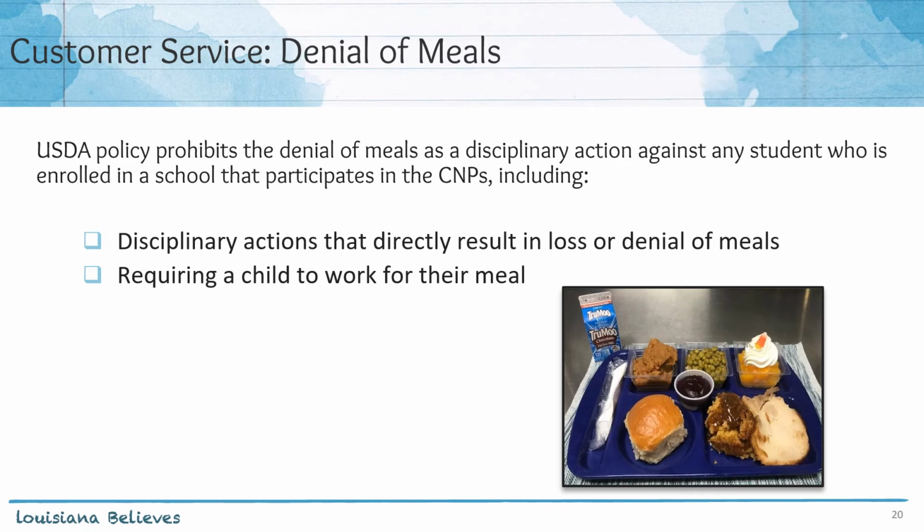Customer service: denial of meals. USDA policy prohibits the denial of meals as a disciplinary action against any student who is enrolled in a school that participates in the child nutrition program. It also prohibits requiring a child to work for or earn their meal.